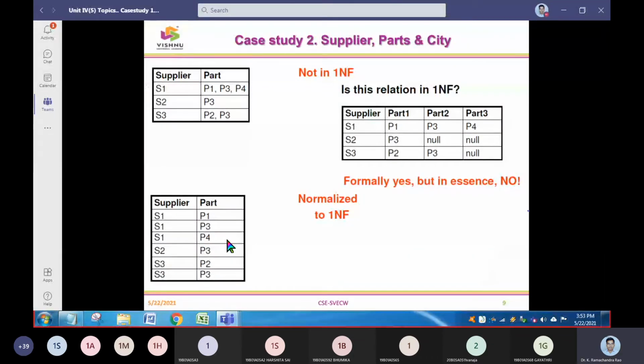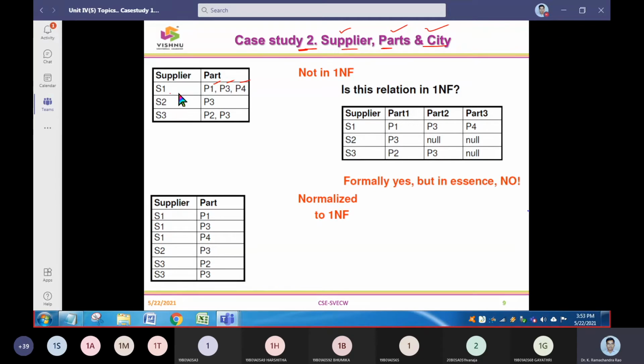Now, let us work on another case study. The second case study was between supplier, parts, and city. So there will be suppliers, people who are going to supply soaps, people who are going to supply some other cosmetic products. Those people we will call suppliers. And whatever items they are going to supply to us, pen, paper, books, staplers, anything, we assume they are consumables. In this case we call them parts here.